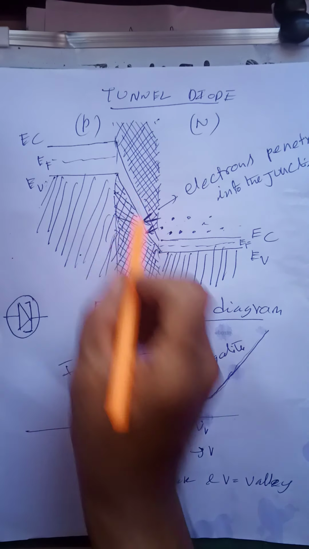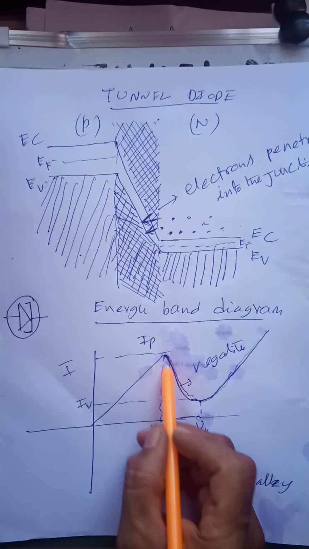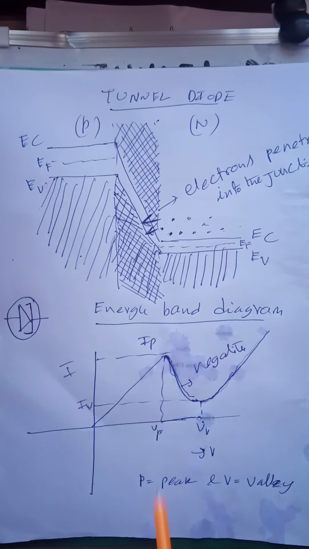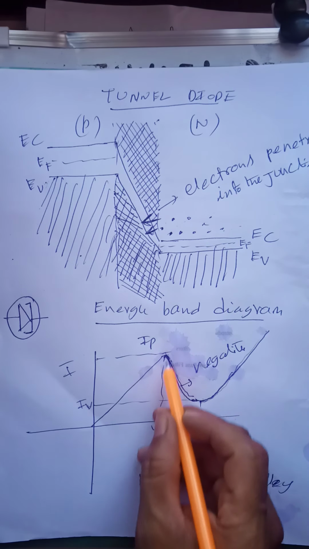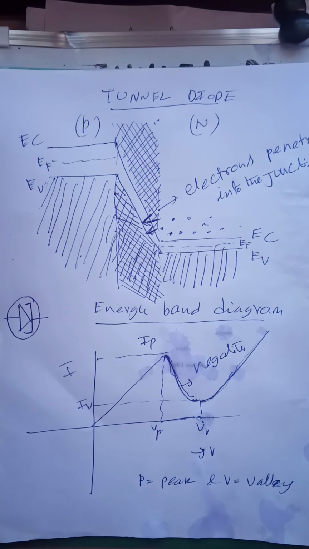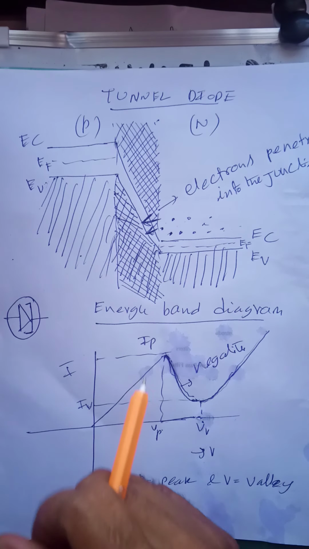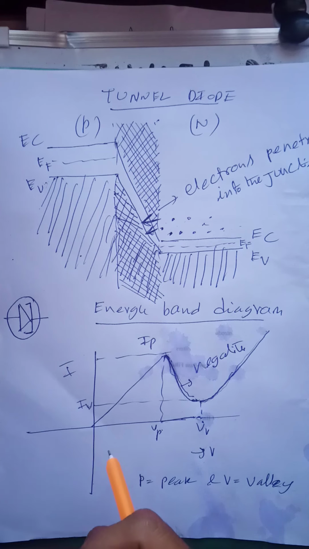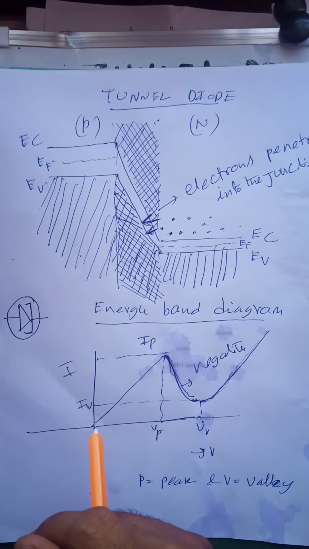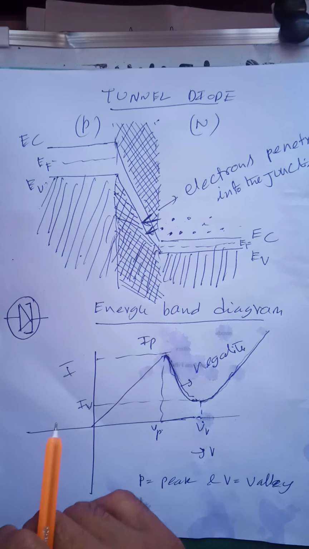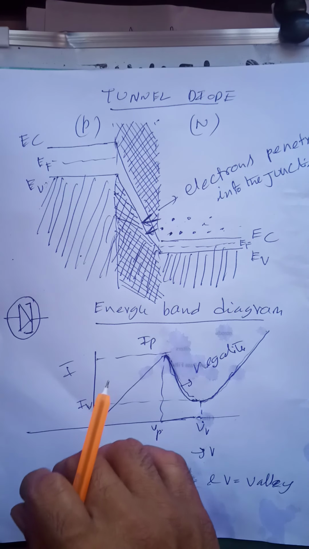So this is called the negative resistance coefficient. Even though the voltage increases, the resistance decreases because the current decreases. Hence it can be used in oscillators, fast response devices, and also storage devices. These are the applications of the tunnel diode.